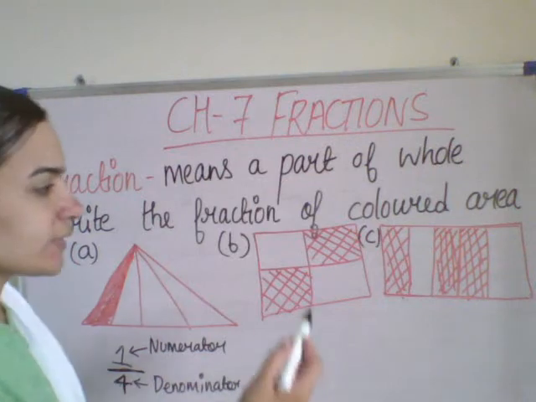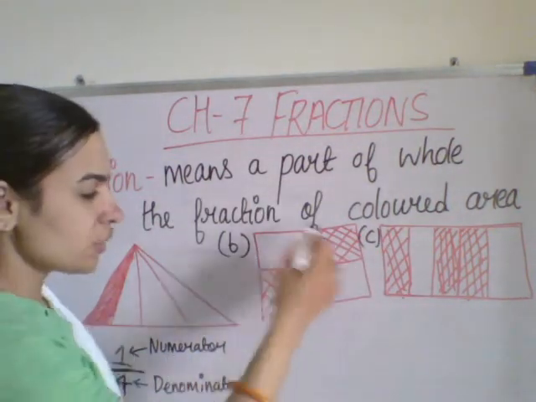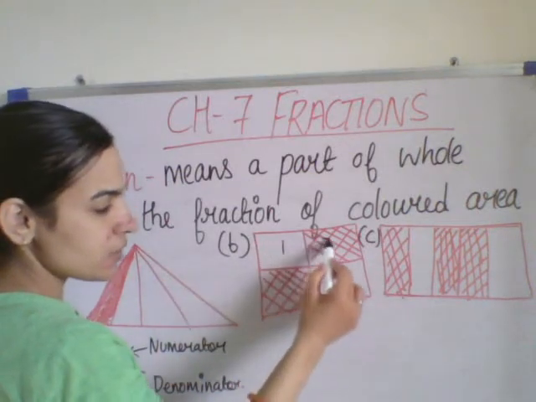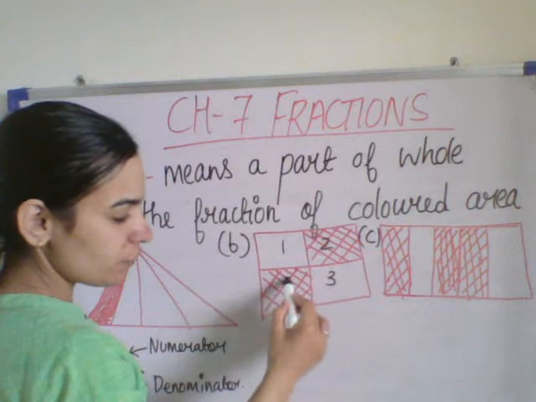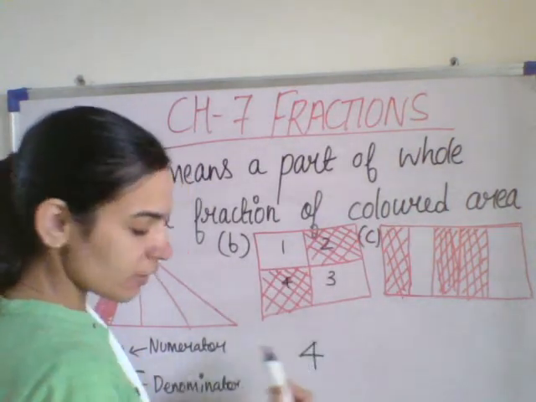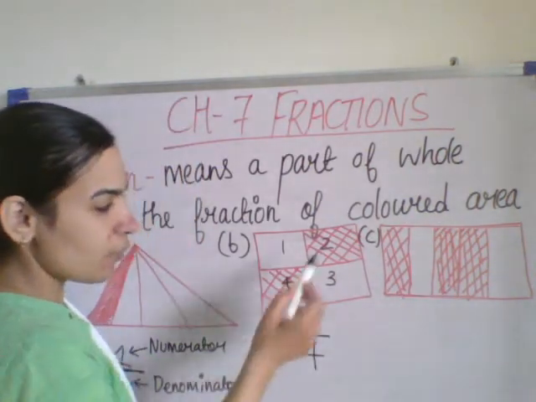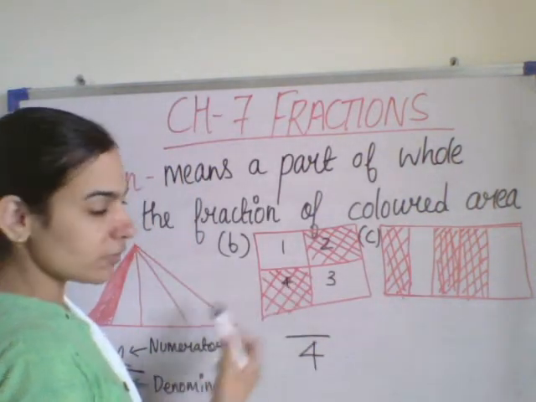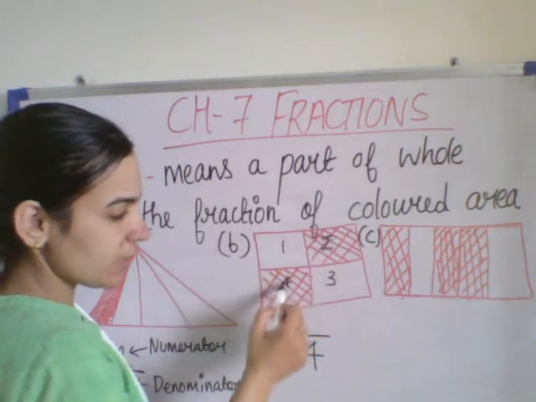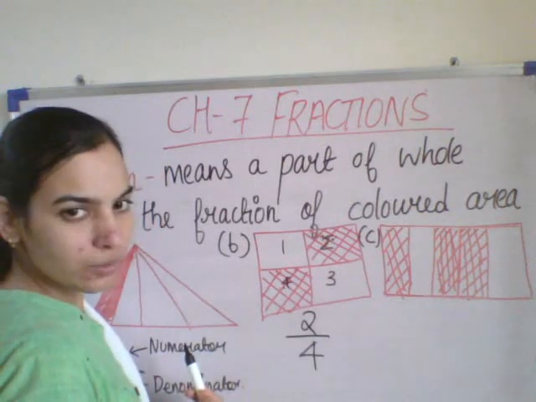Now how will you be writing this figure as a fraction? First of all, count how many parts are there. 1, 2, 3 and 4. 4 parts are there. So I will be writing 4. Downside I will be drawing a line. Then how many parts have I shaded here? 2 out of 4. 2 parts are shaded. So I will be writing 2 by 4.